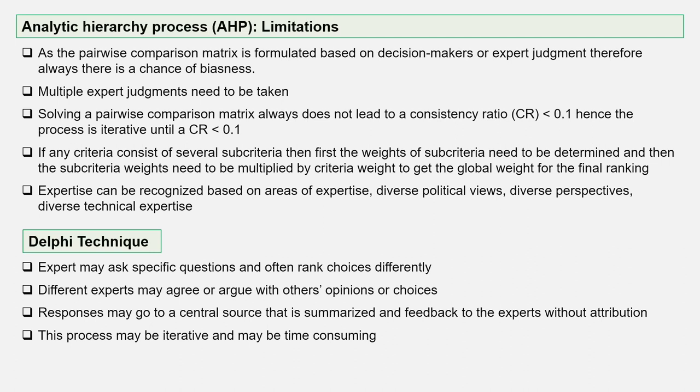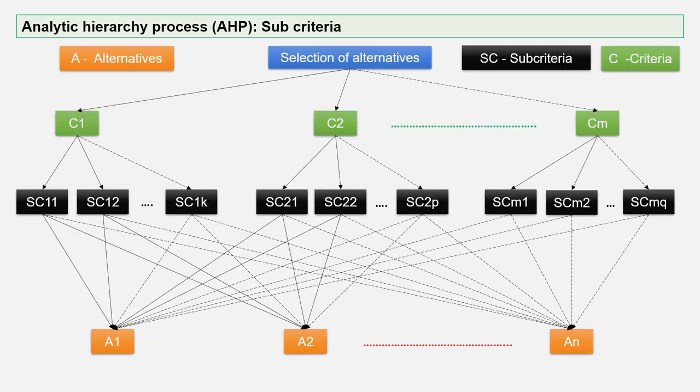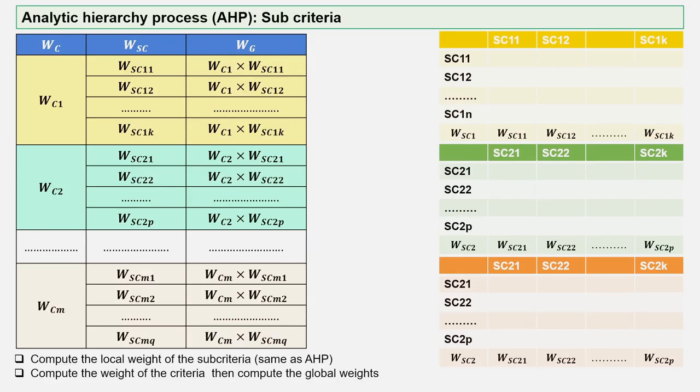Then we talked about the limitations of AHP, though AHP is very popular. Then the Delphi technique. Delphi technique is again one of the very important tools or techniques for data collection. And then we talked about AHP criteria, sub-criteria, how different sub-criteria are actually chosen. So this way, MCDA has also been covered in great detail.